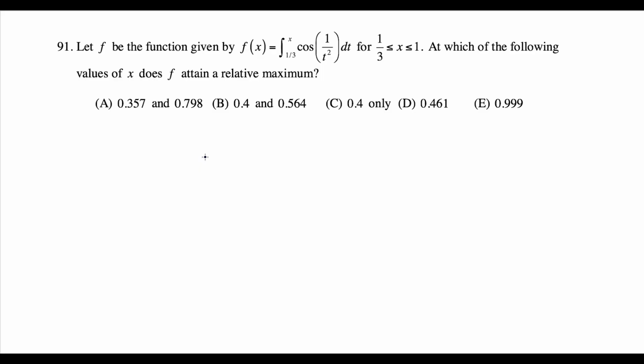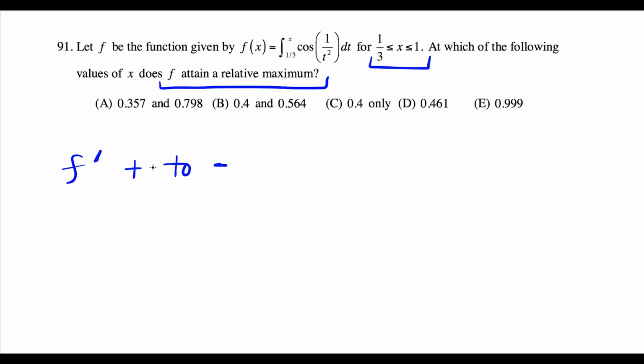Question 91, we're going to use the first derivative test because we have f is the function given by this area function, and we're on the interval from 1/3 to 1. And we want to know at which value of x does f attain a relative maximum. Now, the moment you hear relative maximum, you should think f prime is going to change from positive to negative. So this is what we're looking for.